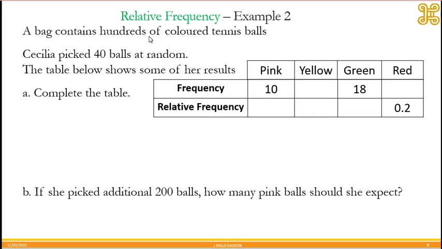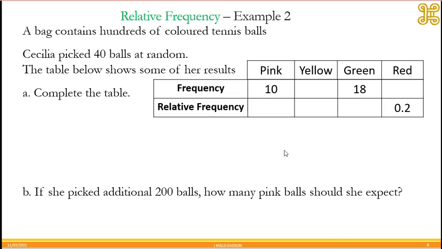So a bag contains hundreds of colored tennis balls. That's a lot of colored tennis balls. And Cecilia picked 40 balls at random. And the table shows the outcomes we have. Given this information, we are supposed to complete the table and then use the table to work out if she picked an additional 200 balls, how many pink balls should we expect to be picked.